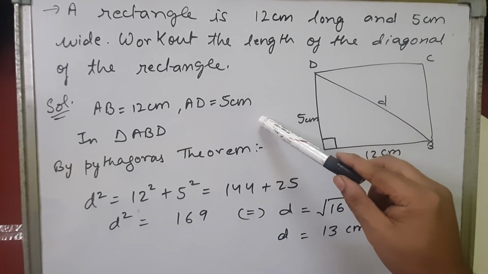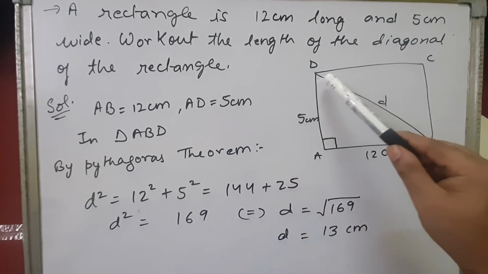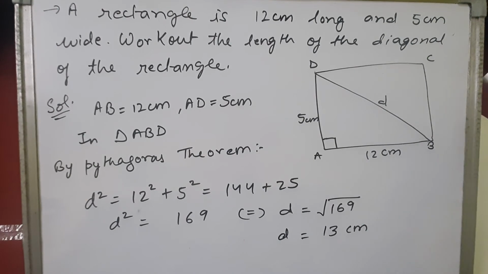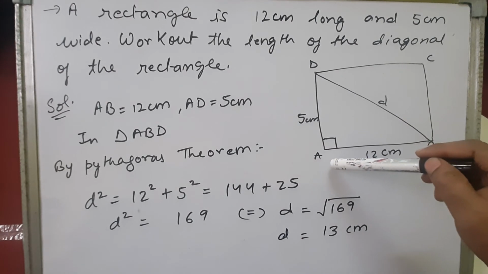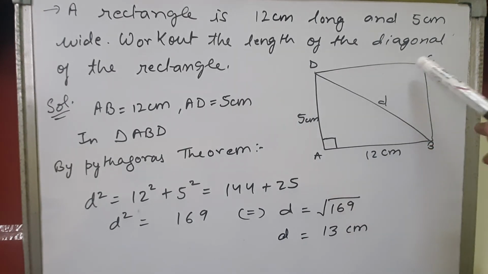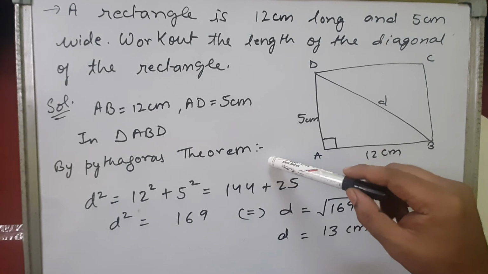So let's note down the information. AB equals 12 centimeter and AD equals 5 centimeter. So you can see that all the interior angles of a rectangle are 90 degrees. So if we consider triangle ABD, the measure of angle A is 90 degrees because every interior angle is 90 degrees. Angle B is 90, angle C is 90, angle D is 90, right? We know that every angle of a square and rectangle measures 90 degrees.